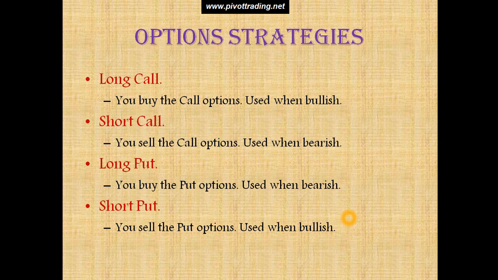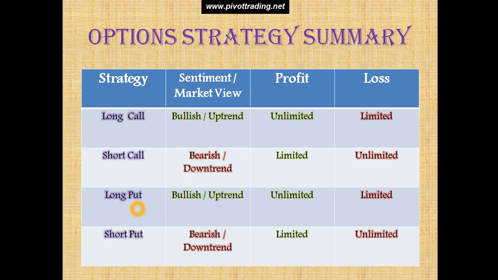Now let's come to the basic option strategies. These are called long call, which means you are buying the call; short call, you are selling the call; long put, which means you are buying the put; and short put, which means you are selling the put. Okay. Now let's take a tabular format of this and see how the profit and loss are related in these kinds of strategies.